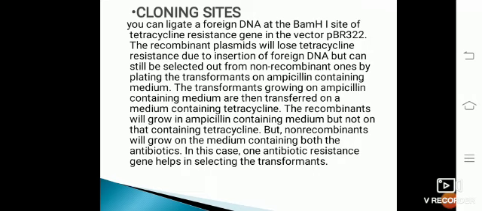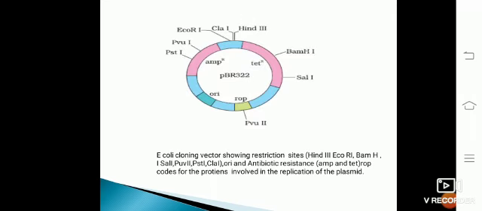So in this way we have to select the recombinants. Now in this diagram you have seen a plasmid, that is pBR322. Whatever the sites we have discussed, these are shown in this diagram. This is the first artificial cloning vector, constructed in 1977 by Bolivar and Rodriguez.